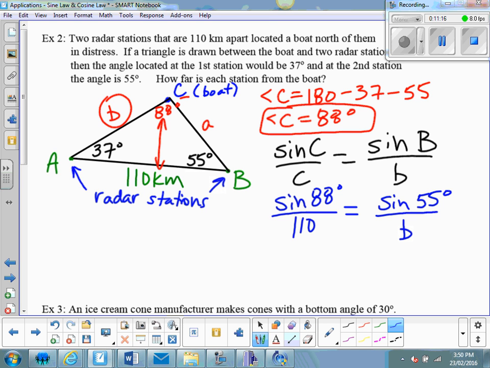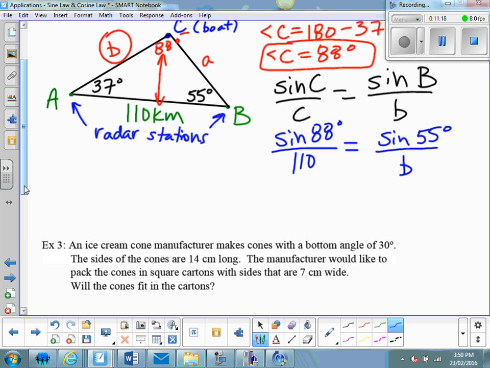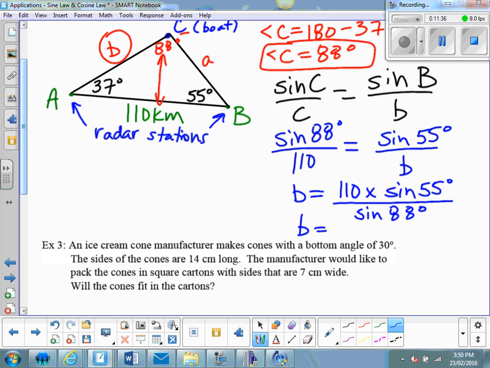Okay, so remember with the sine law here, if I cross multiply and divide, side B is going to equal 110 times sine 55, and then we divide by sine 88. And if I do that, I'm going to end up with 90.2 kilometers for side B in the triangle.